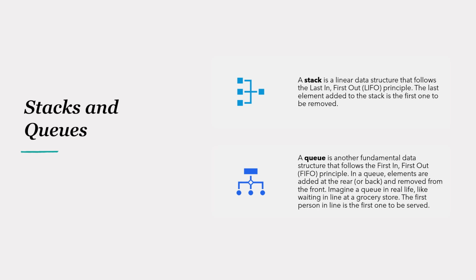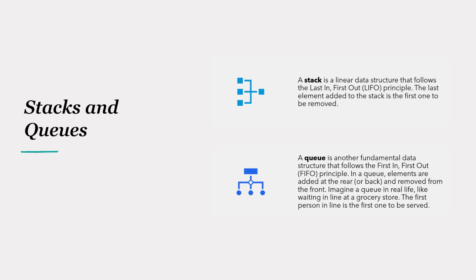Example use cases of queues. 1. Task scheduling. In operating systems, processes are often managed using queues. The first task to be added to the queue will be the first one processed. 2. Breadth-first search, BFS. A queue is often used in algorithms like breadth-first search for traversing graphs or trees level by level. 3. Print queues. Printers often use a queue to manage print jobs. The first job sent to the printer is the first one to be printed.